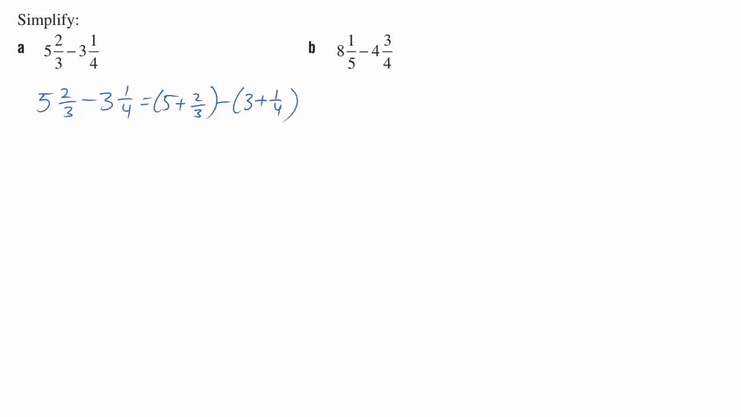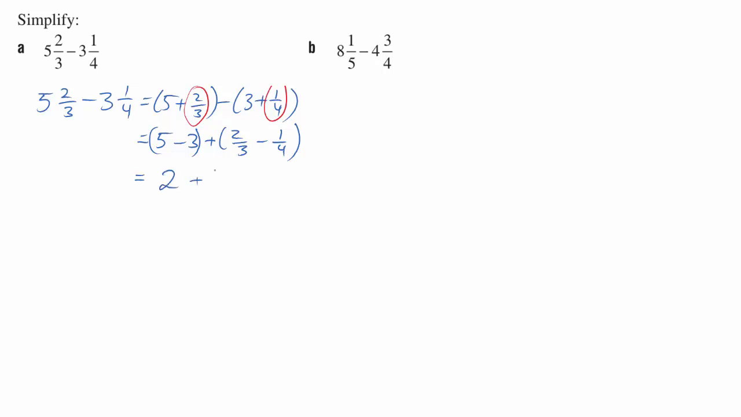Now what we're going to do is look at the whole number parts, the 5 and the 3, and then the fractions. 2/3 is bigger than a quarter, so this makes it quite straightforward. We're going to write it as 5 minus 3 plus, I'll put that in brackets to keep it a bit separate, 2/3 minus 1/4. Well, 5 minus 3 is easy enough, that's 2.